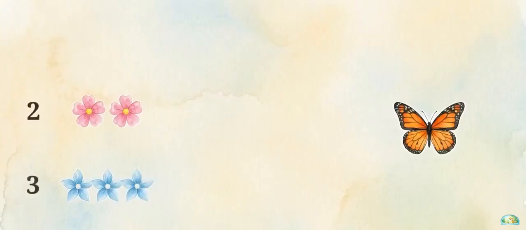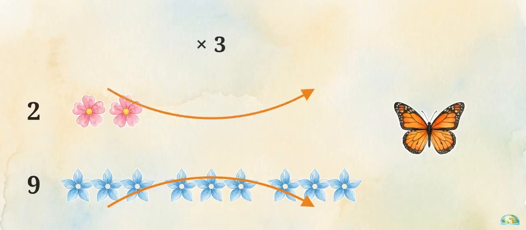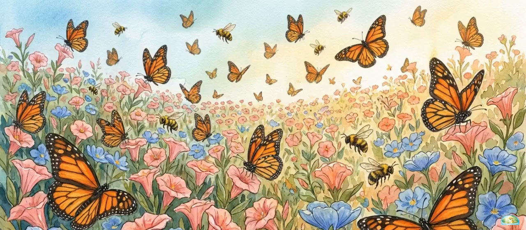Take this recipe: 2 juice blossoms for every 3 water blossoms. Scaling up to 9 water blossoms means it's 3 times larger. We multiply to maintain the balance. Applying that same factor of 3 to the juice gives us 6. Multiplying both quantities by the same factor preserves the relationship. The recipe is larger, but the flavor remains exactly the same.